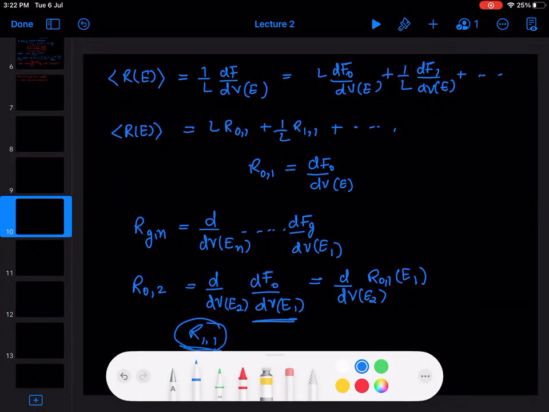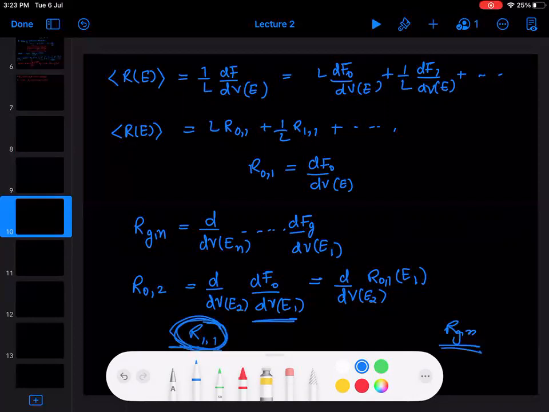So the point is that this is just suggestive of a recursive relation between all these R g,n's, and there does exist a recursive relation between all of these. So if you want to evaluate R 1,1, you'll probably need both R 0,1 and R 0,2. But once you know those two, you can evaluate R 1,1. So I'll come to that.